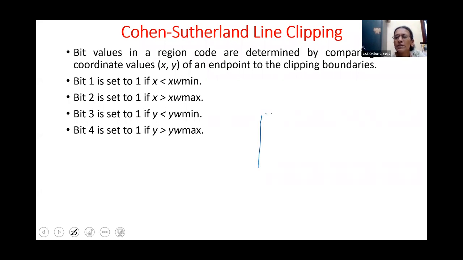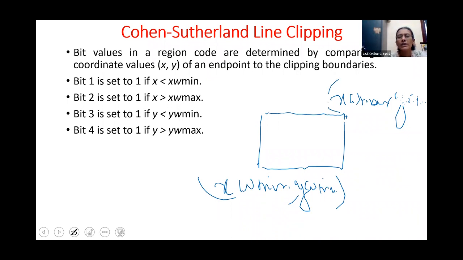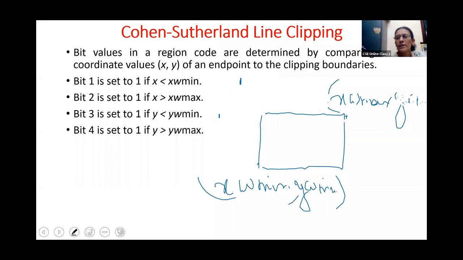I have this as my clipping window. This is XW min, YW min, that is this point. This point is XW max, YW max. So my bit 1 is set to 1 if my X is less than XW min. That means if the point lies on this side of the left boundary, then the bit is set to 1. Otherwise, it is 0.